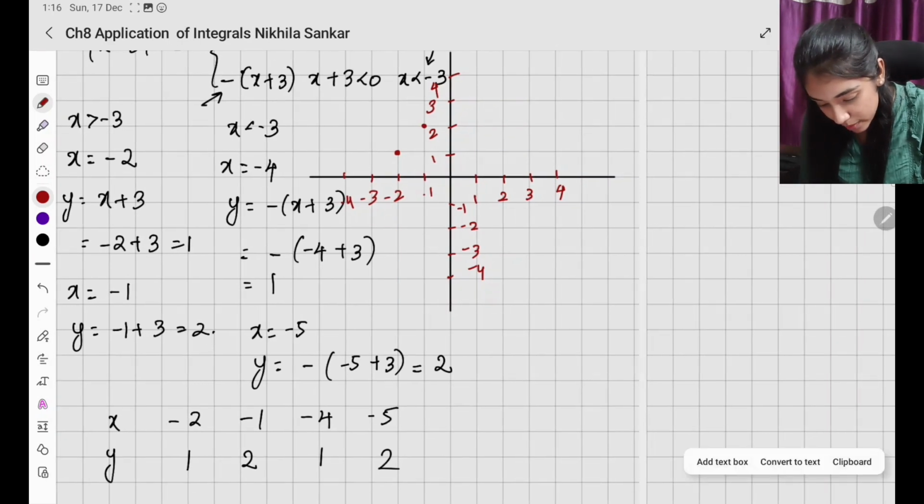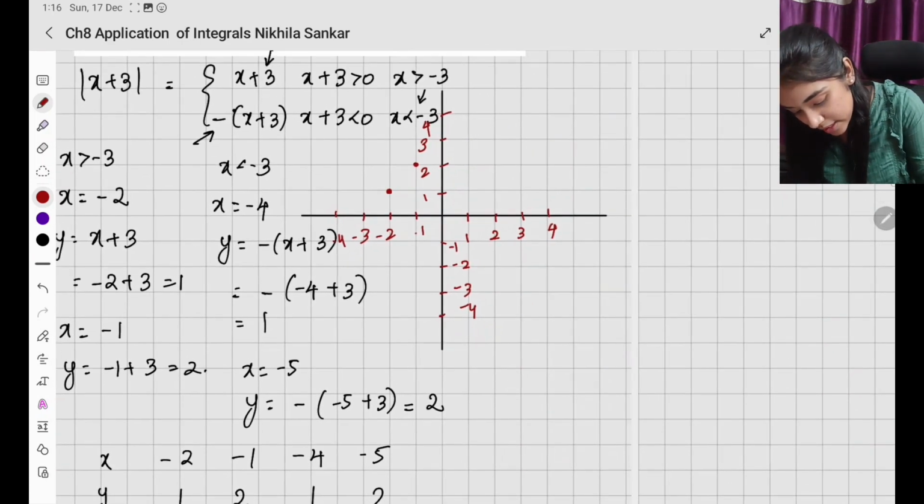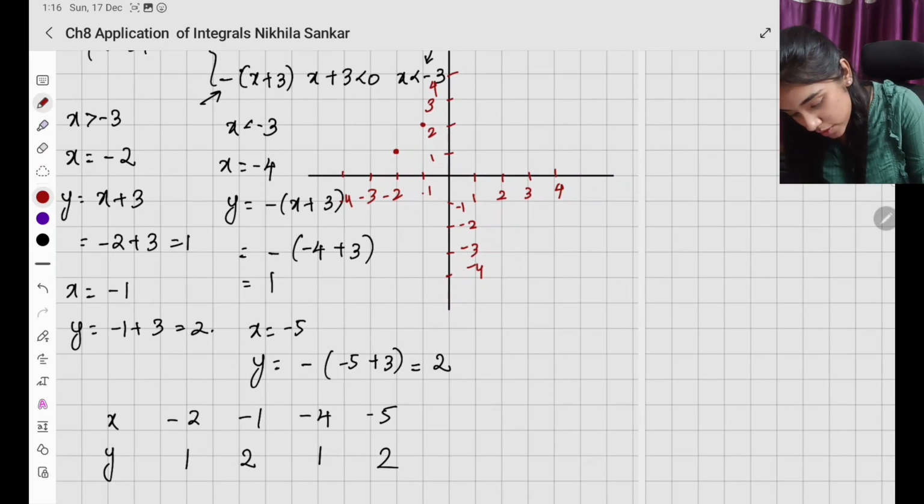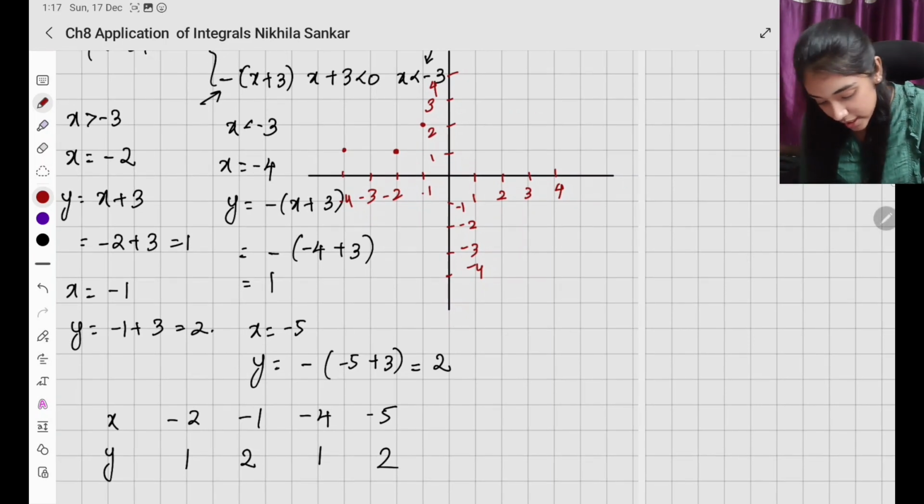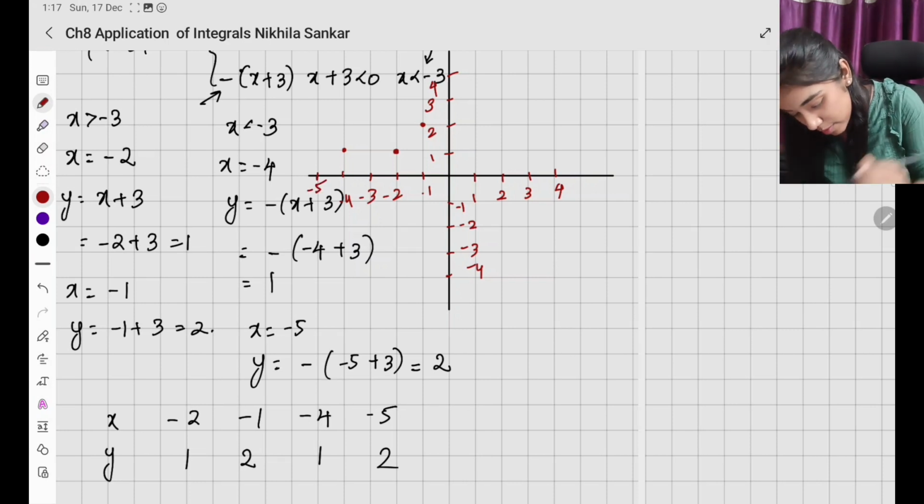And x is equal to minus 4. So it is going to be x is equal to minus 4, y equals 1. So again it is going to be this particular point. And x is equal to minus 5. So this is minus 5. X is equal to minus 5 and y equals 2. So again it is going to be this particular point.